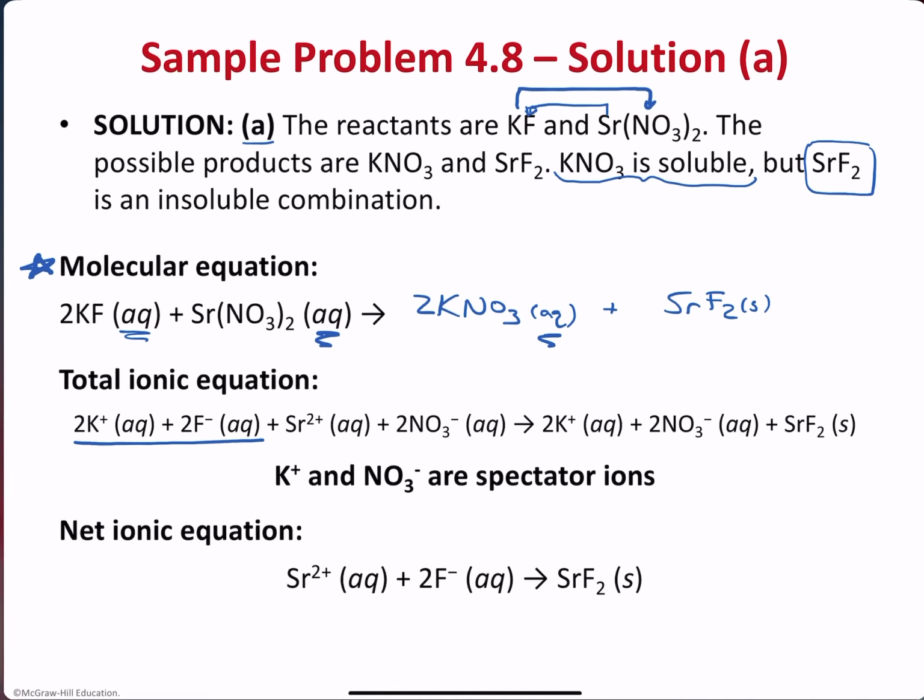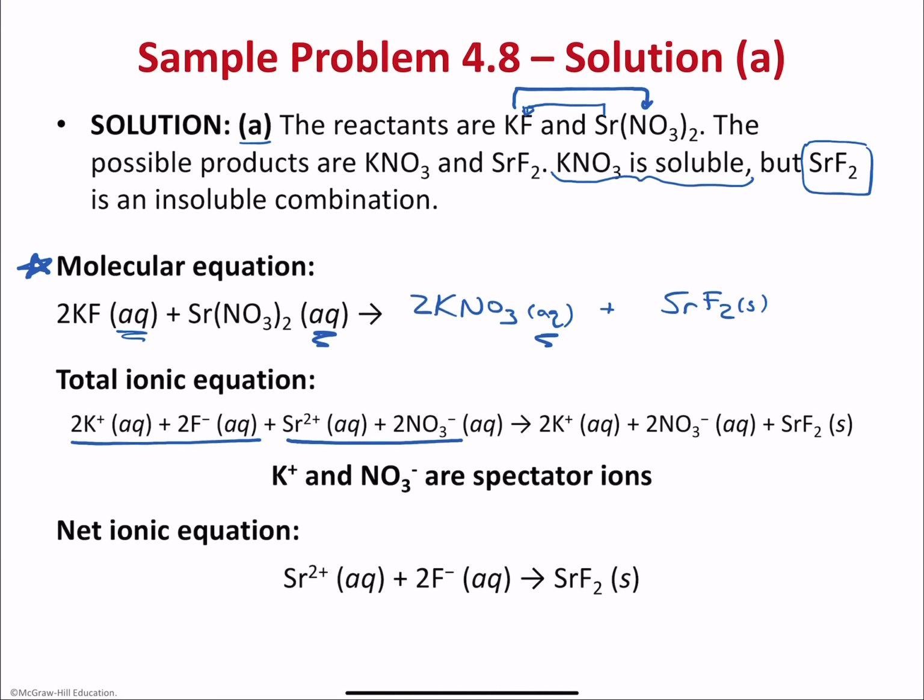The strontium nitrate is broken apart into its ions. And then the potassium nitrate in my products is broken apart into its ions. But the strontium fluoride, which is insoluble, is not broken apart into its ions. So then I'm going to cancel out everything that's a spectator ion. And you see that I have 2 potassium ions on both sides of the equation, and that I have 2 nitrates on both sides of the equation.